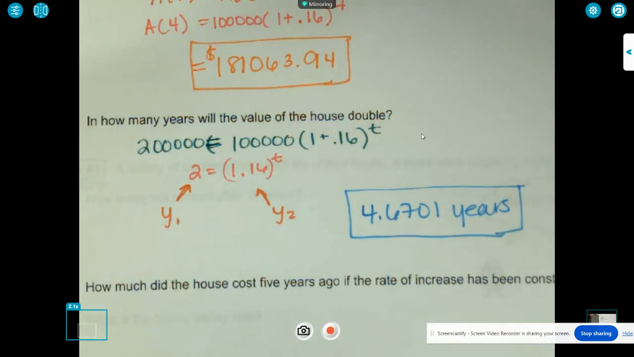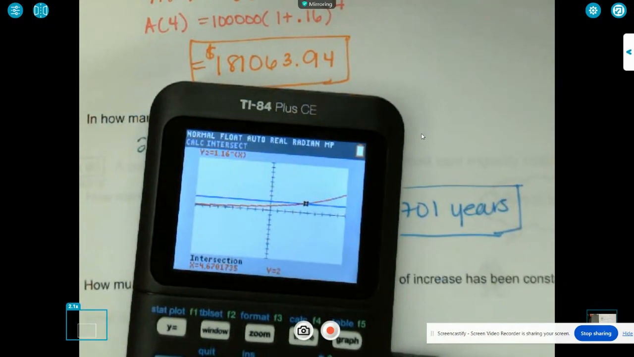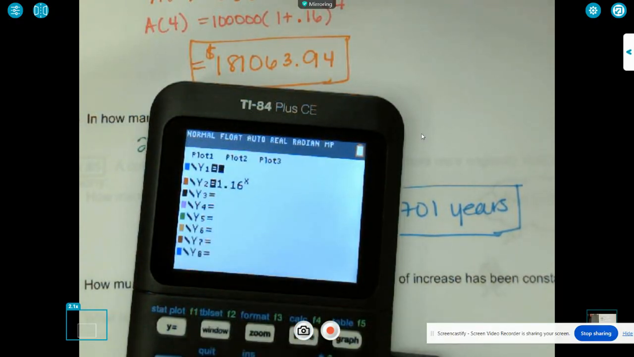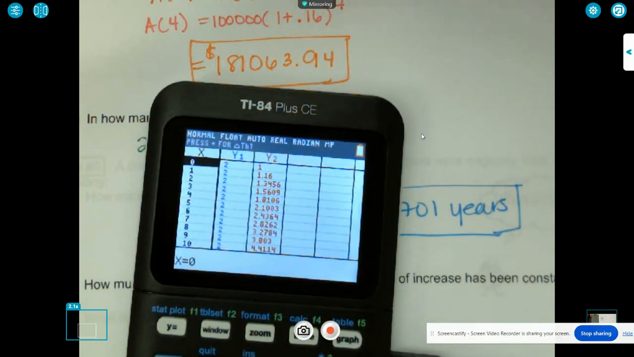But one thing you can tell me, y'all, is if you were to put this into y equals, the second one, and look at our table, okay? We're looking for it to double, right? Everybody with me? Which was 2 for us, correct? So if you look here between 4 and 5, does everybody see that? How it jumps from 1.8 to 2.1? So you know the answer is going to be somewhere between 4 and 5 years. Is everybody with me? Okay.